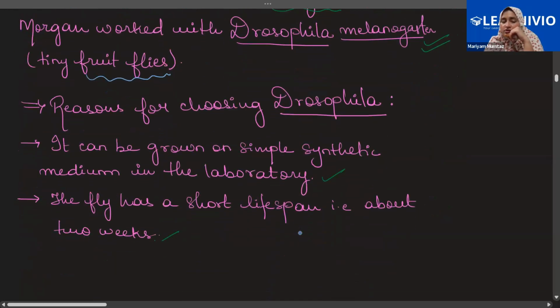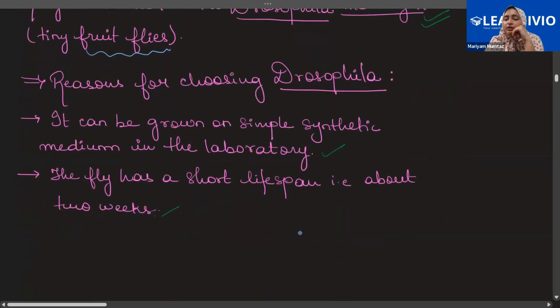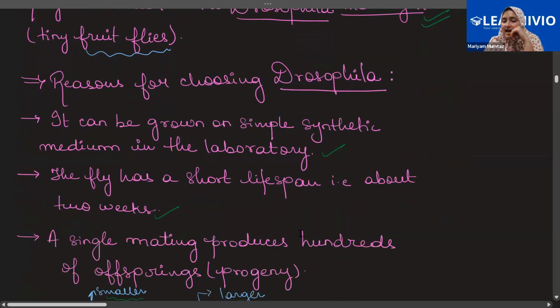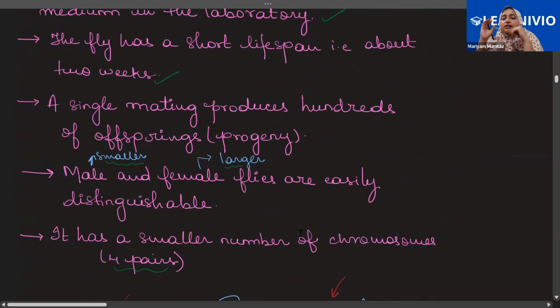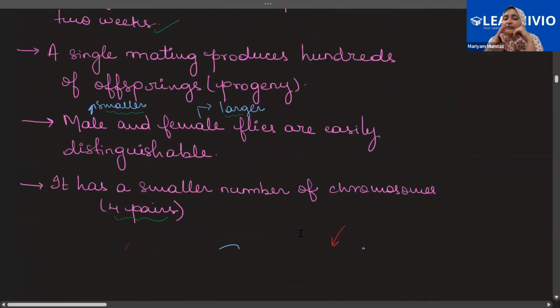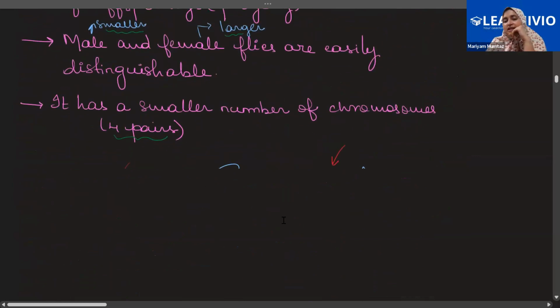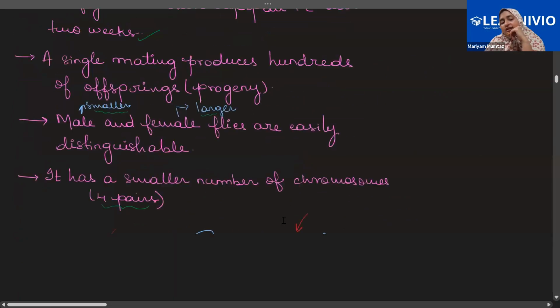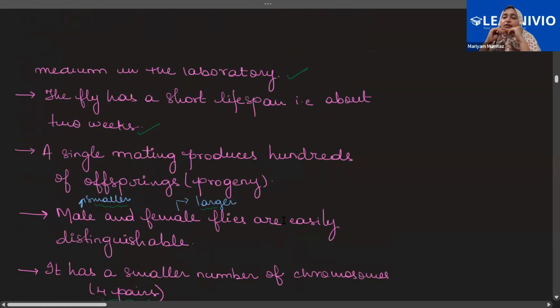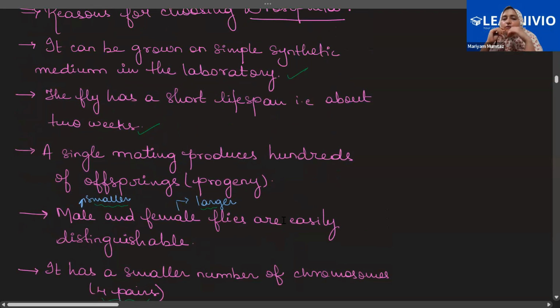Now, why did he choose Drosophila? Because Drosophila can be grown on simple synthetic medium in the lab. They have a short lifespan, meaning they only survive for 2 weeks. A single mating produces hundreds of offspring, and the males and females are distinguishable. And they have a smaller number of chromosomes. They just have 4 pairs of chromosomes. Clear? So they have in totality 8 chromosomes only. Just like there were reasons why Mendel chose the pea plant, same way there are reasons why Thomas Hunt Morgan chose the Drosophila.